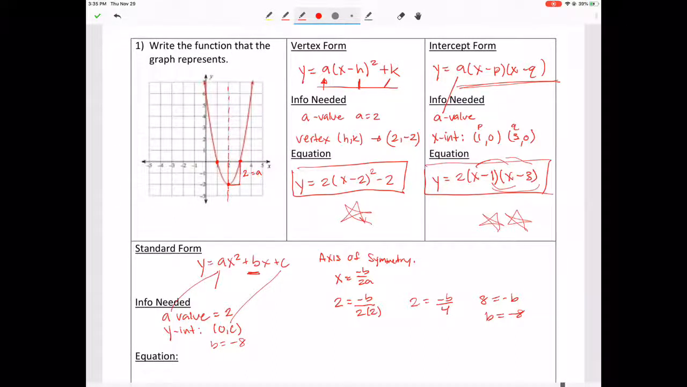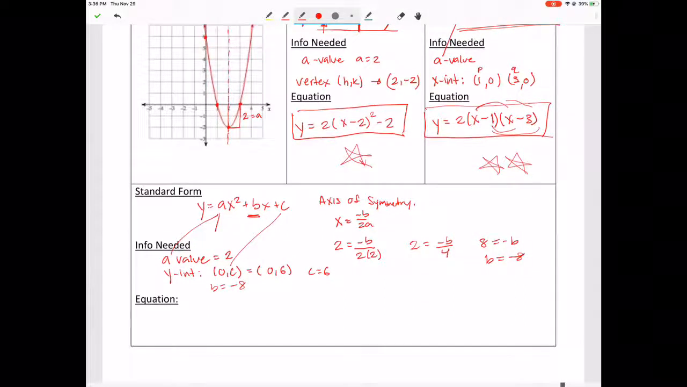Here we have c. I didn't write that already. For our y-intercept, it is 0, 6. So c equals 6, and a is 2.